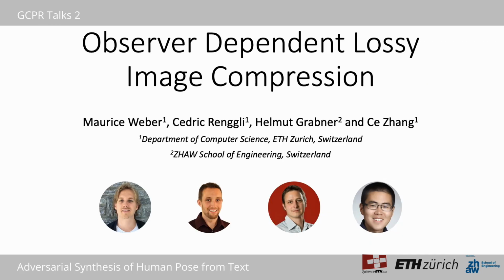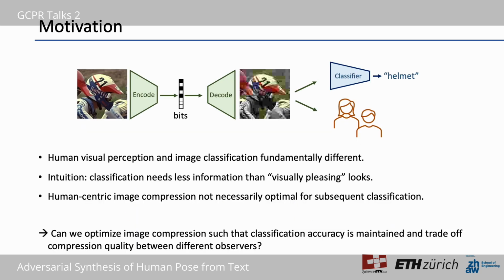Hi, my name is Morris, and I present the teaser for our paper Observer-Dependent Lossy Image Compression. If you compress an image, then often it is viewed by different types of observers, which can either be human or computer vision systems, such as image classifiers. The majority of research has so far focused on the human observer. In this work, we ask, can we optimize compression explicitly such that classification accuracy is maintained, and trade off compression quality between different types of observers?